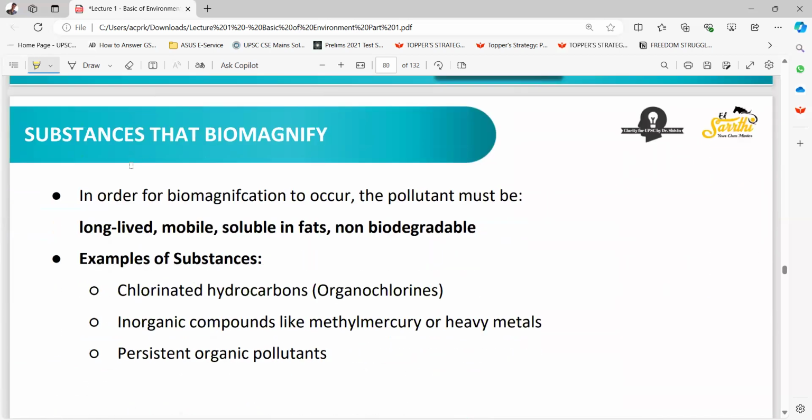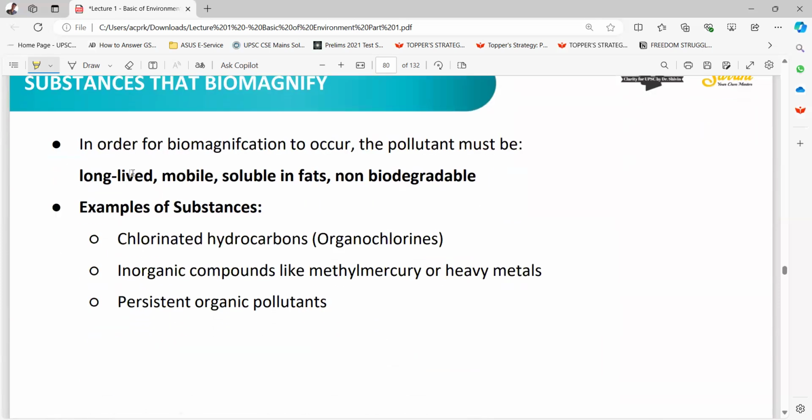Okay. Substances that biomagnify. In order for biomagnification to occur, the pollutant must be long-lived, mobile, soluble in fats, and non-biodegradable. Examples of substances: chlorinated hydrocarbons, organochlorines, inorganic compounds like methyl mercury or heavy metals, persistent organic pollutants.